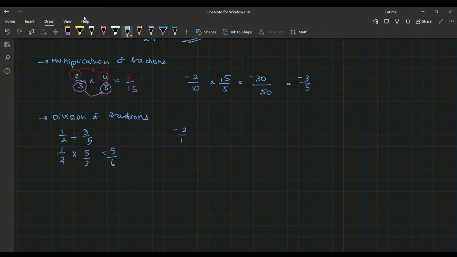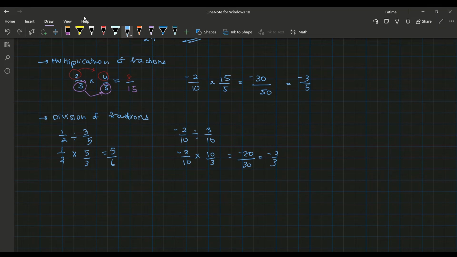Negative 2 by 10 divided by 3 by 10. So negative 2 by 10 will remain the same. Division will change to multiplication, and the second fraction will be reciprocated. So it will be flipped over. So it would be 10 by 3 instead of 3 by 10. Now I continue with regular multiplication. So negative 2 into 10 is negative 20, and then 10 into 3 is 30. This is equal to negative 2 by 3.